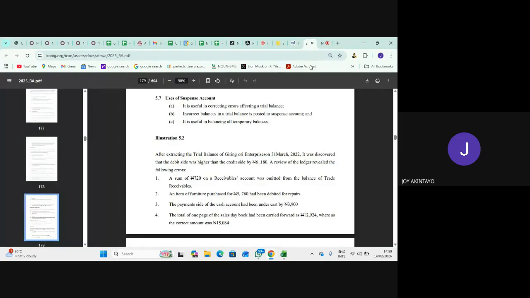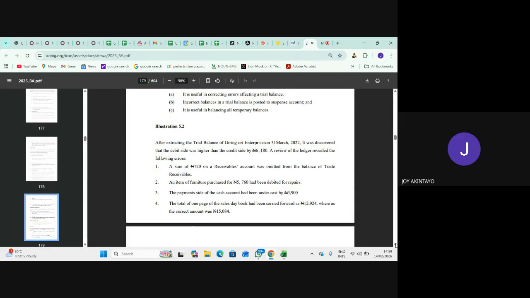So let's quickly read the question. After extracting the trial balance of Jirin Orin Enterprise on 31st March 2022, it was discovered that the debit side was higher than the credit side of the trial balance. A review of the ledger revealed the following errors. 1. A sum of 720 naira on a receivables account was omitted from the balance of trade receivables. We omit the sum of 720 from our trade receivables.